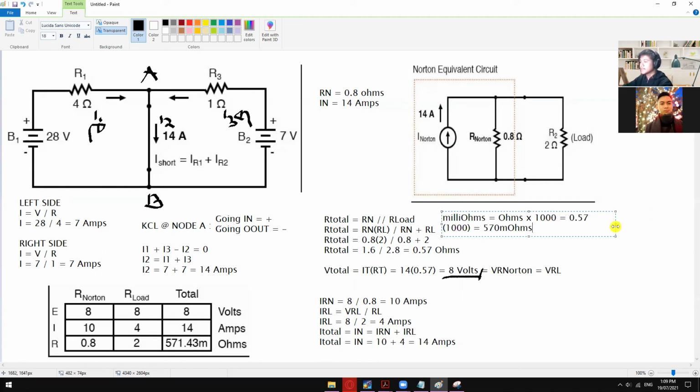Ibaba ko na lang. There you go. So this one has a value of 570 milliohms. Okay. Which is the same with this one. Okay. So were you guys able to follow?